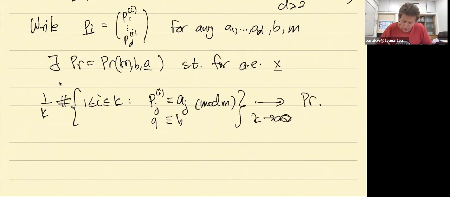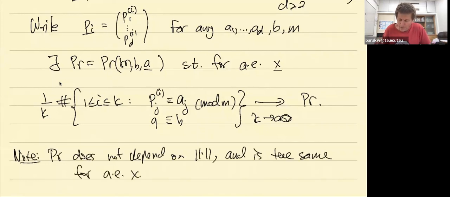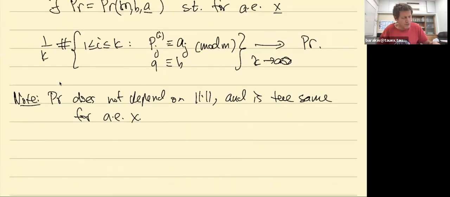And in fact, note, this probability does not depend on the norm. It is the same for almost every x. It's definitely not the same for all x, neither in the high dimensional case nor in the 1-dimensional case, but it's the same for almost every x. So this is the first theorem.